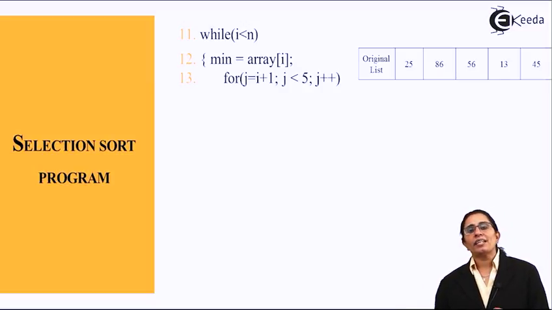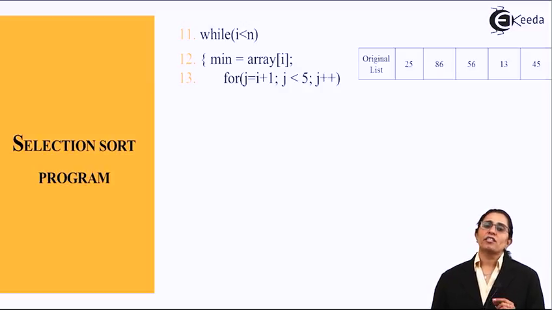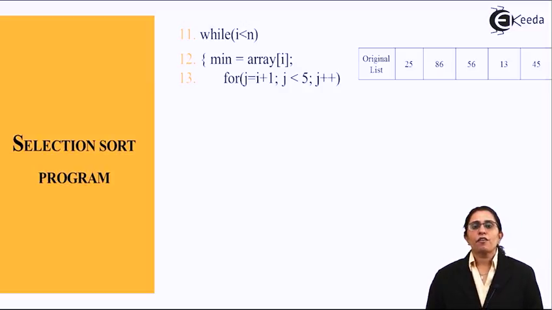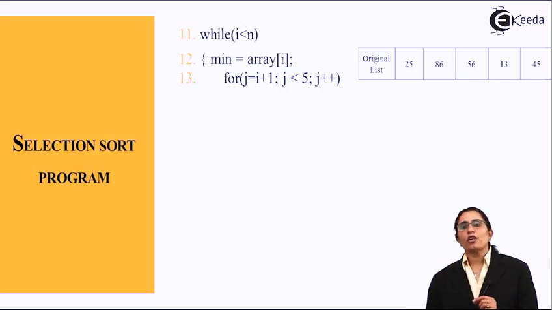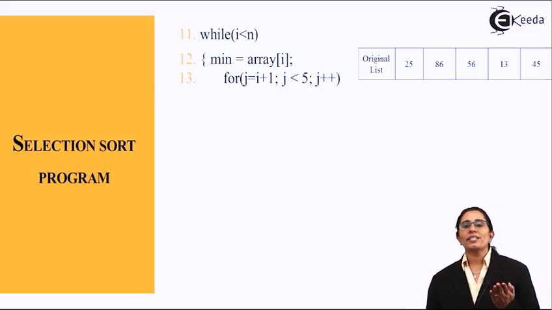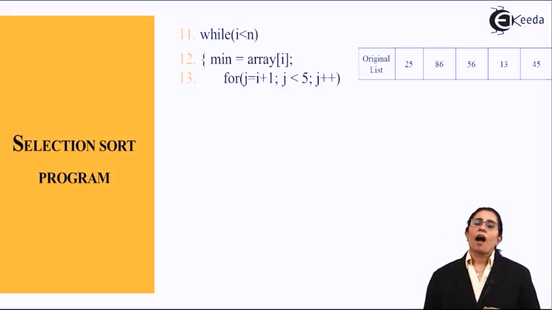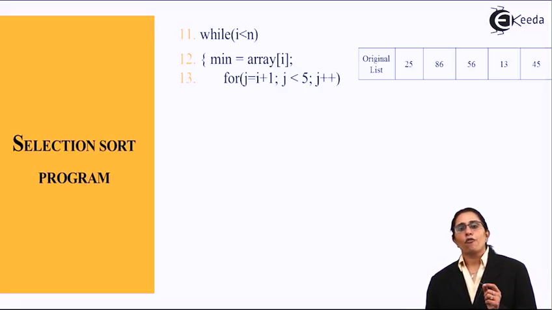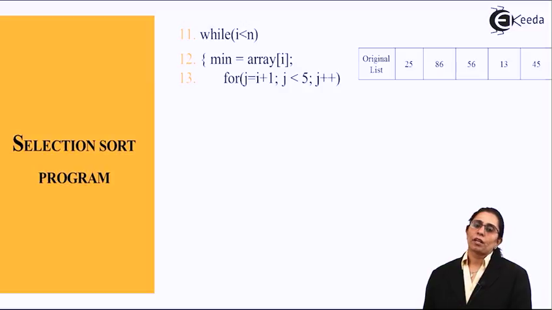Now, why do we take the value from i plus 1? Because we've initialized min with the first element, that is the value of the array at location 0. I don't need to compare the same element with itself, so I always have to start with the next element. That is the reason I start all my j loops for this selection sort from i plus 1.